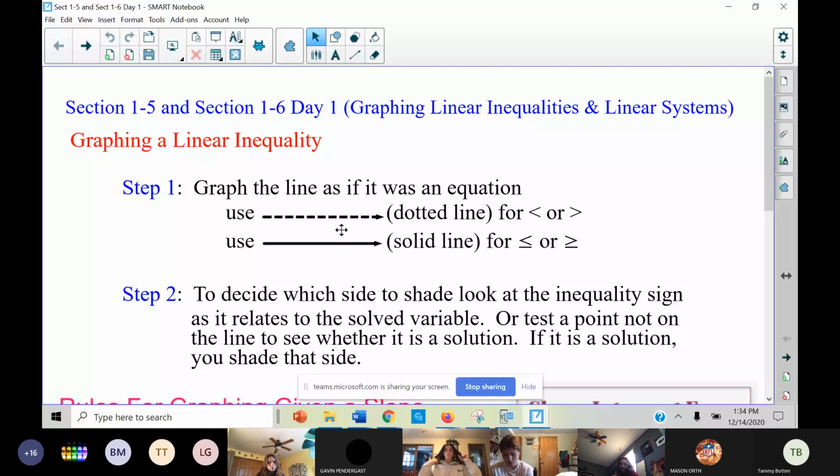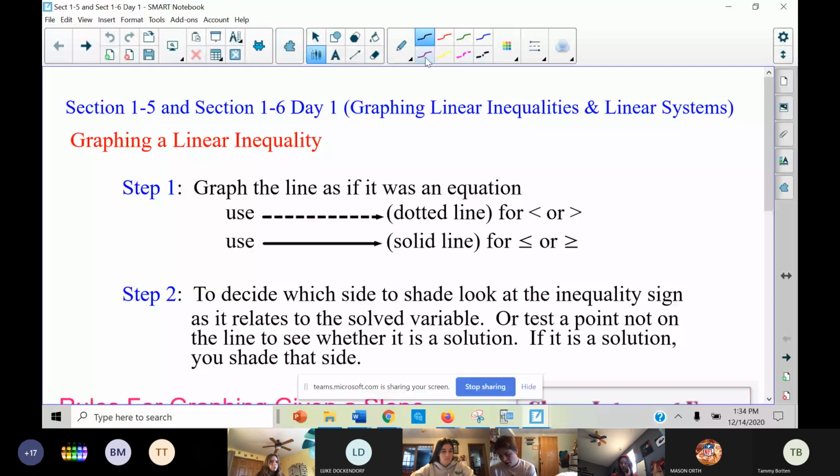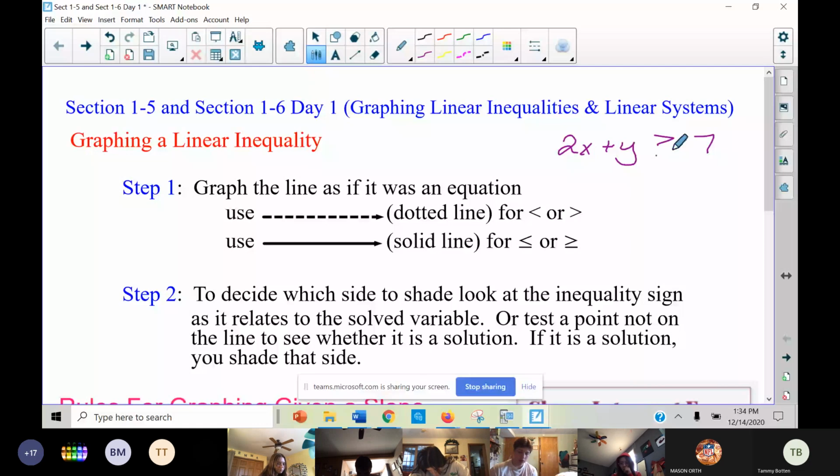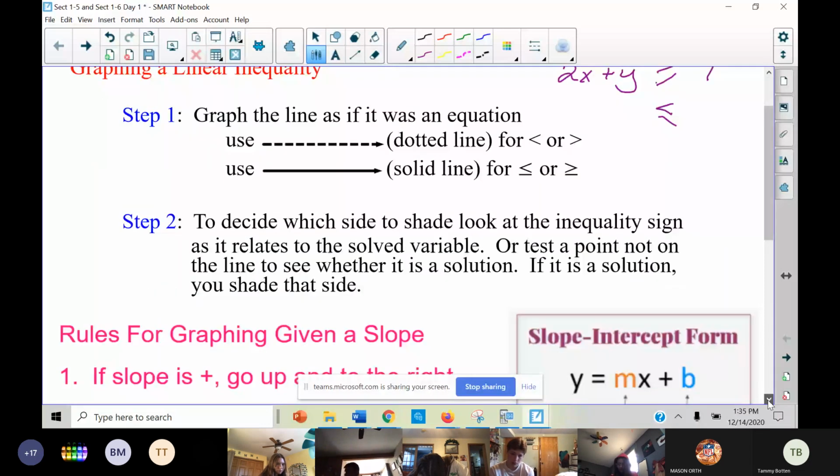And this is something that you've learned in algebra before, so this should be a review to you. And if you ever get an equation like 2x plus y is greater than or less than something, you're going to have a dashed line or a dotted line. If it were 2x plus y is greater than or equal to, or less than or equal to, then you have a solid line. So that's one thing that you're going to have to pay attention to.